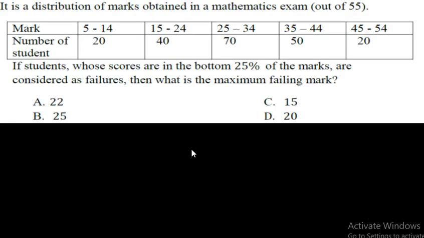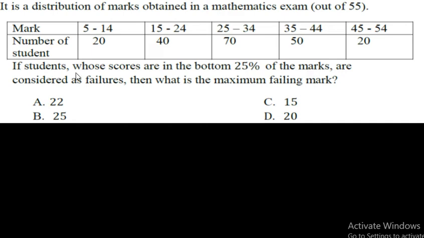The second question says: it is a distribution of marks obtained in a mathematics exam out of 55, in the table you see. Those who scored between 5 and 14 is 20 students. Those who scored between 15 and 24, 40. Then 25 to 34, 35 to 44, it continues like that. So the first row is the marks, and the second row is the number of students. We can say it's the frequency.